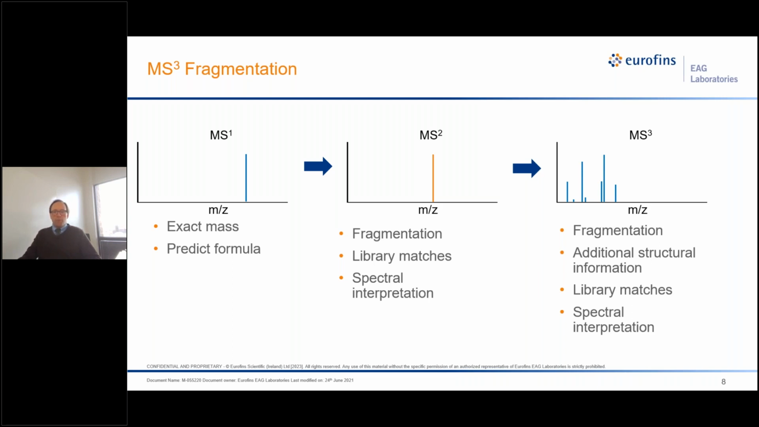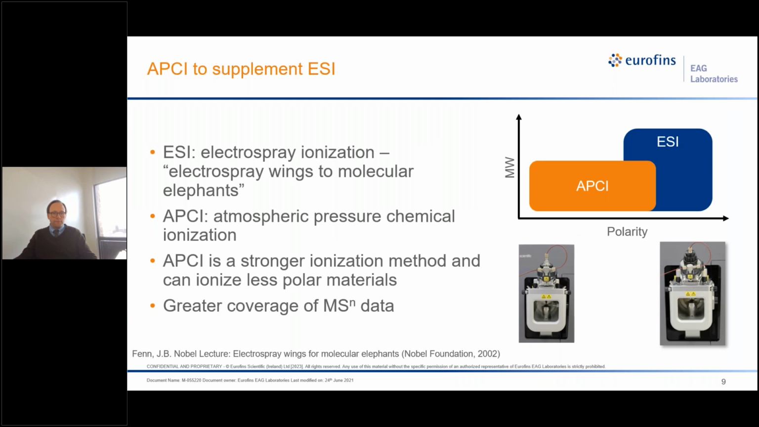So at this point, we've discussed just method alterations within the ESI method for improving our rate of confident annotations. So now I'm going to move on to some other things that we can do to improve it as well. The next one I want to talk about is APCI to supplement ESI. ESI is electrospray ionization, and it's an ionization method for LCMS. APCI is atmospheric pressure chemical ionization, which is also an ionization method for LCMS.